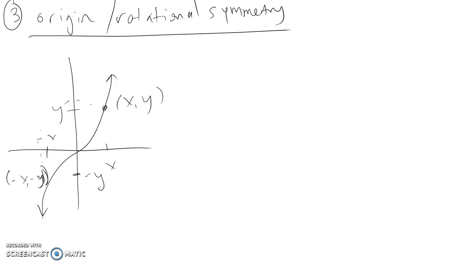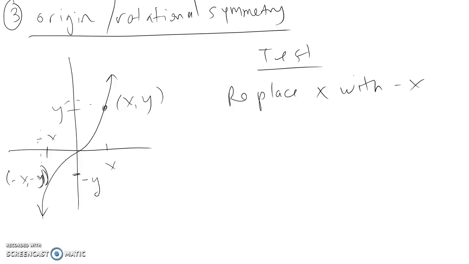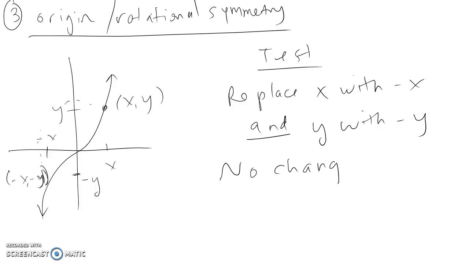So, as you might guess, our test for rotational symmetry will be to replace x with the opposite of x, and at the same time y with the opposite of y, and see if there is no change. If there is no change, your equation will have a graph that has rotational symmetry.